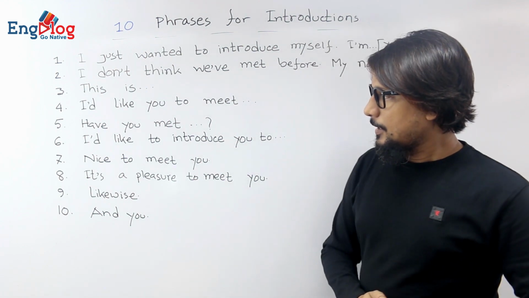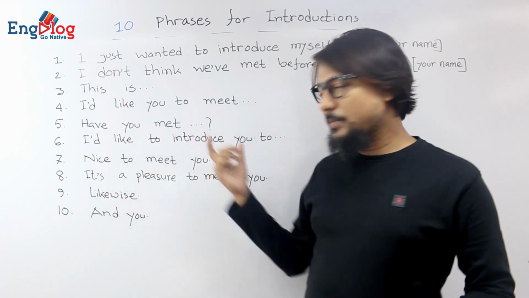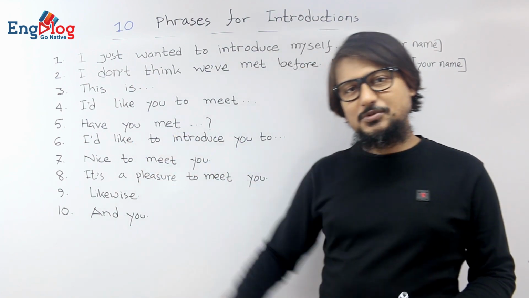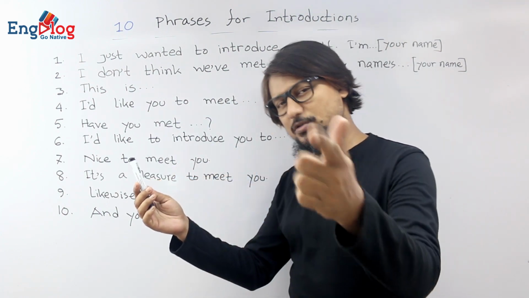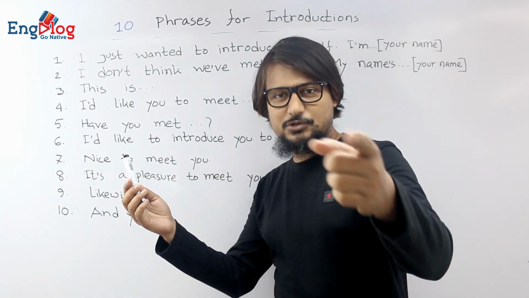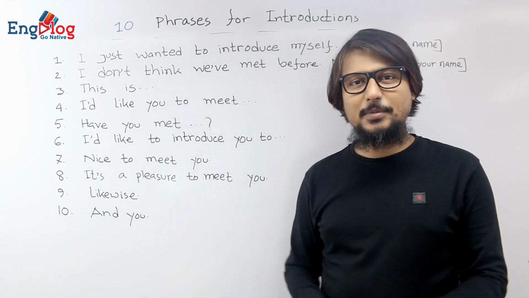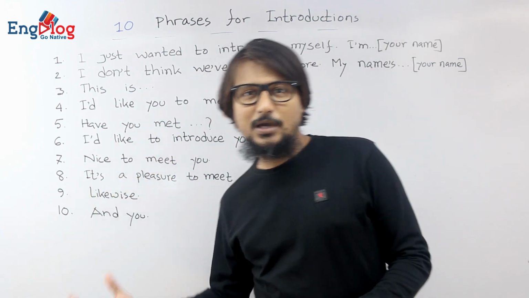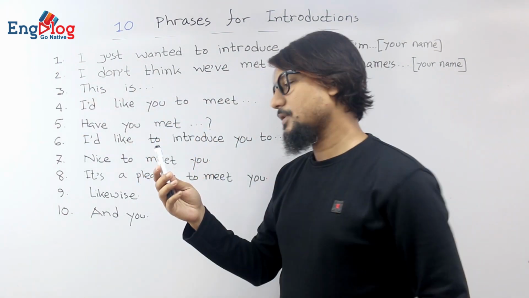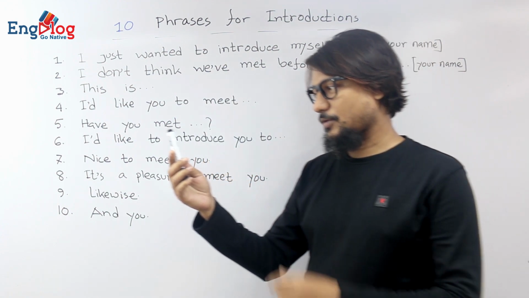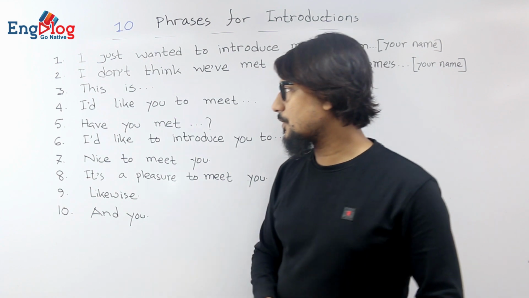Next comes, have you met? Have you met? For the same situation, I can say, Mr. Pen, have you met Mr. Camera? Have you met Mr. Camera? So I'm asking. That means I want Mr. Pen to be introduced to Mr. Camera. So, have you met Mr. Camera? This one is also used for others.